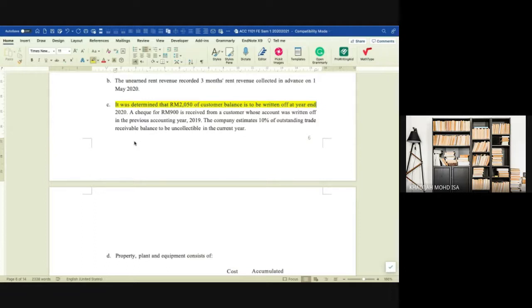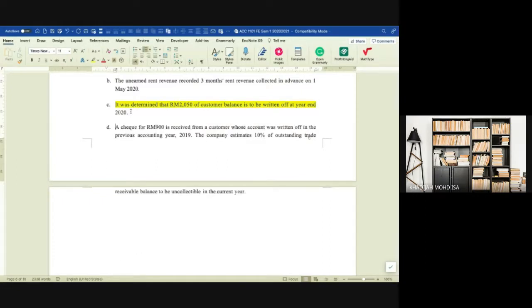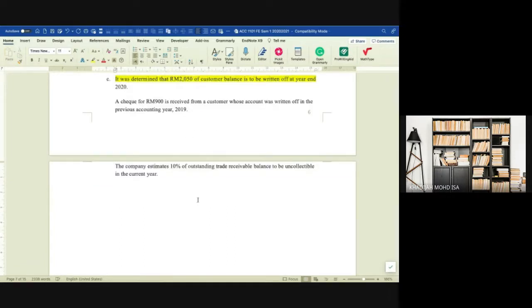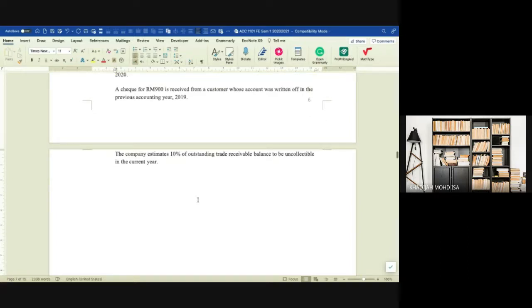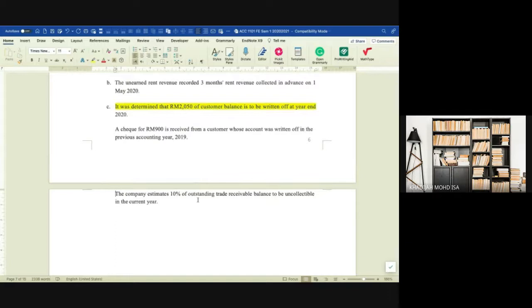In this case, you are written off. It was determined that 2050 customer balance is to be written off at year end. So that is one information. And then you have another information says that a check of 900 is received from a customer whose account was written off. So this one is a recovery, it's not a write-off, it's a recovery of your bad debt. So how are you going to put on the recovery of bad debts? And the third information here is that the company estimates 10% of outstanding trade receivable balance to be uncollectible in the current year. So these are the three things that you need to do for this part C only.